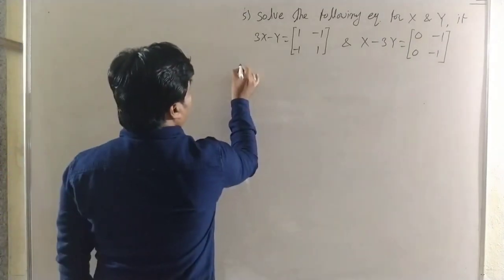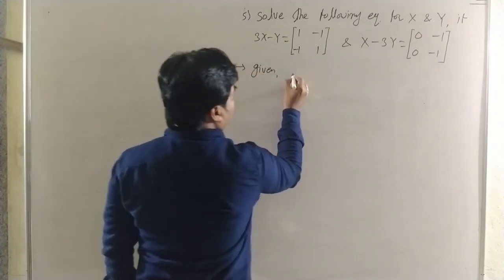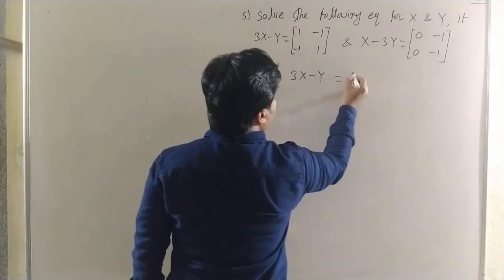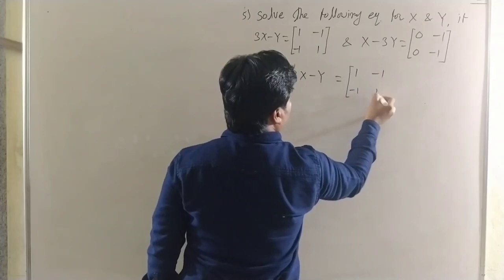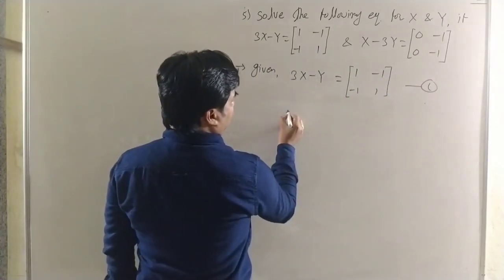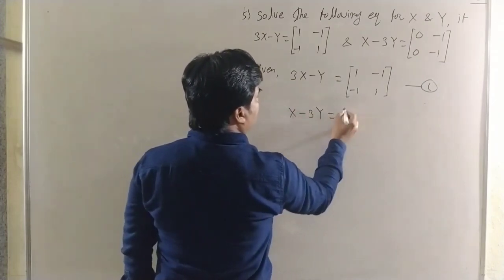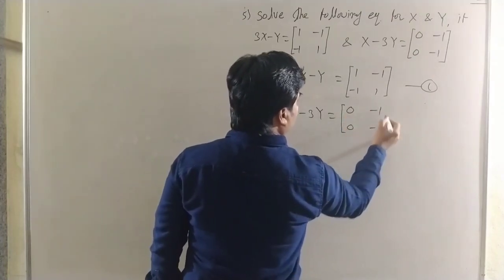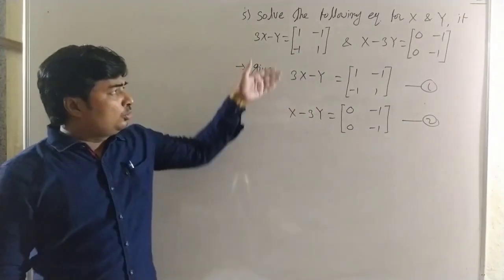Okay, here given that, see carefully, 3x minus y is equal to 1, minus 1, minus 1, 1. Suppose it is equation number 1. Second equation, it is x minus 3y is equal to 0, minus 1, 0, minus 1. It is equation number 2. Okay, now these are the two equations.